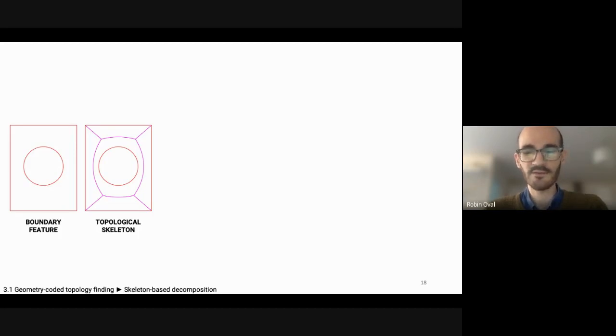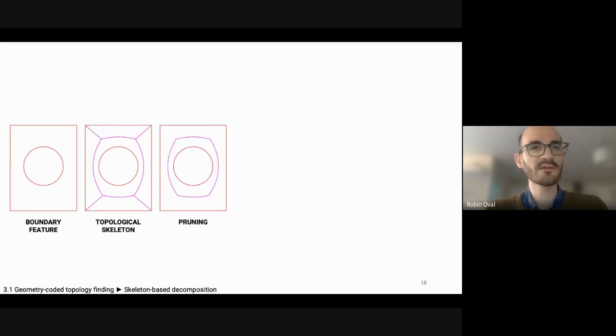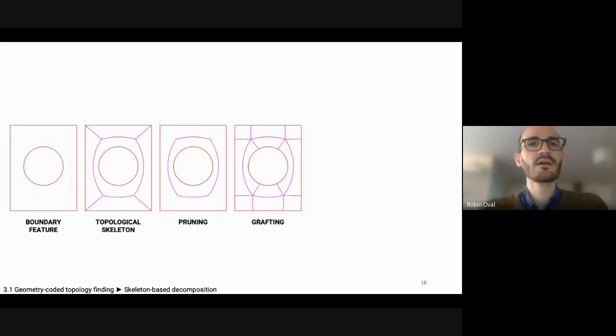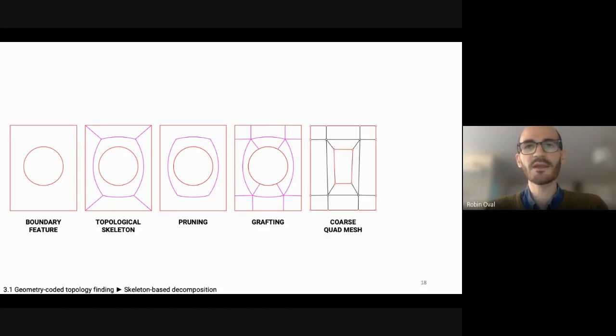And here I designed a set of transformations to go from this topological skeleton, which will provide you a decomposition of a shape that still doesn't give you a quad mesh or coarse quad mesh. So what one has to do is to remove extremity branches with some pruning, and then from the intersection of the different branches, add these new branches to graph them so that they connect the singularities to the closest boundary.